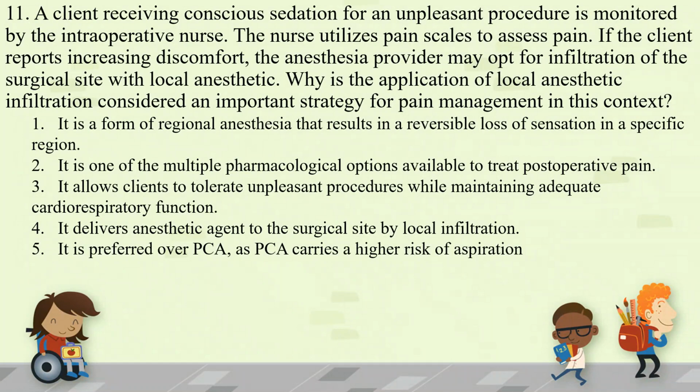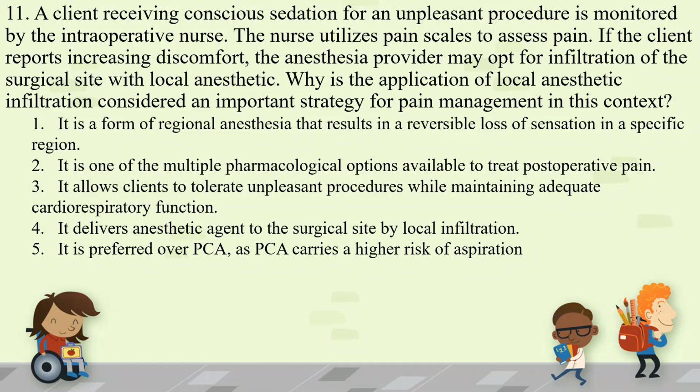So we know that infiltration of the surgical site with local anesthetic is listed specifically as one of the multiple pharmacological options for post-operative pain. So local anesthesia involves the administration of an anesthetic agent to the surgical site by local infiltration of anesthesia. Number one, that is regional anesthesia, which includes caudal, epidural, spinal, and at the same time, major peripheral nerve blocks. But infiltration is classified as local anesthesia.